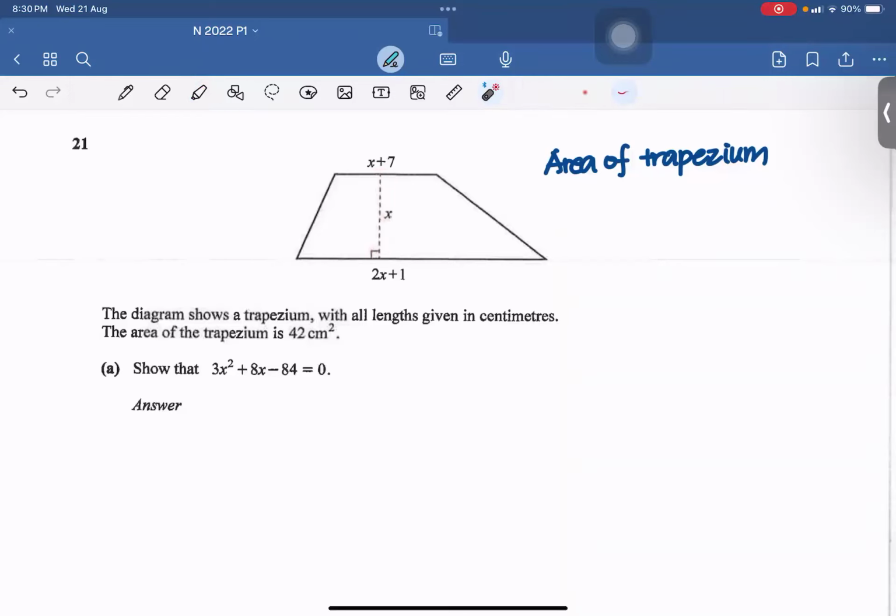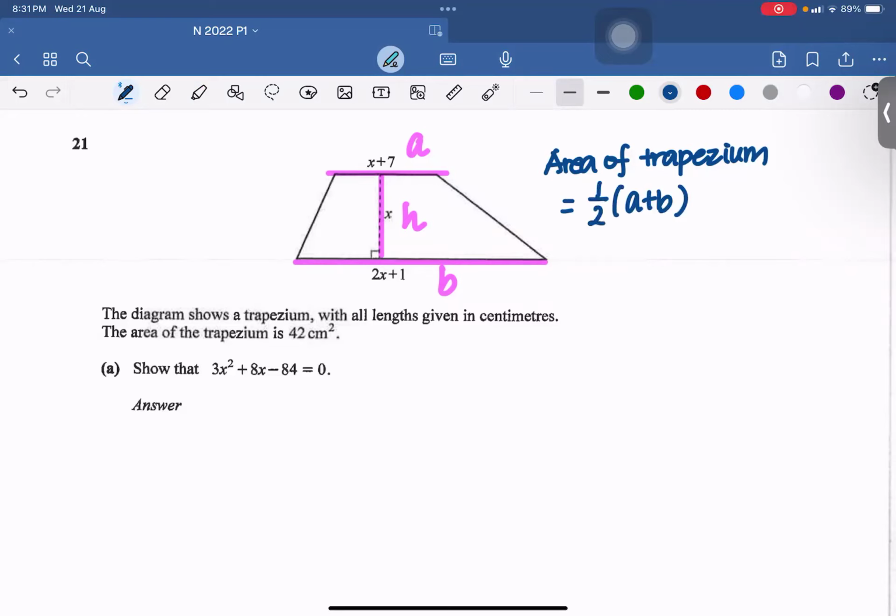And then one more important information. What is the relationship between these two sides? Parallel to each other. Yes, they are parallel to each other. So the two sides that are parallel, one we call A, the other one we call B. The one that is perpendicular, we call the height. So area of trapezium is taking the average of A plus B, I multiply by half. I take the average, then I multiply it with my height, H.